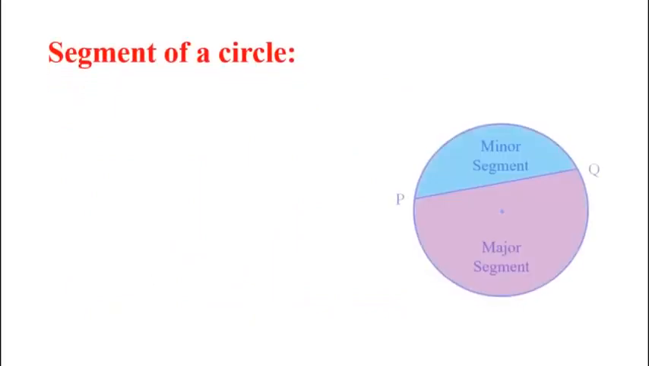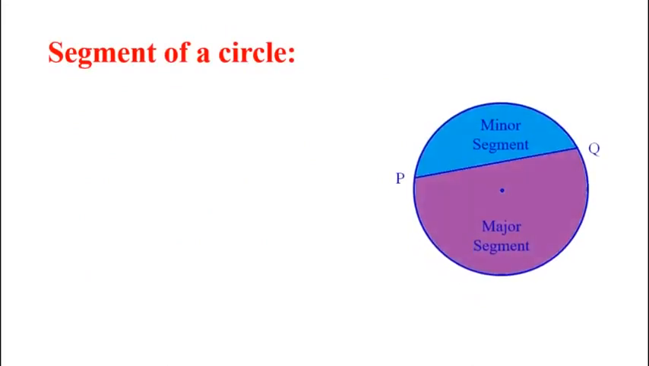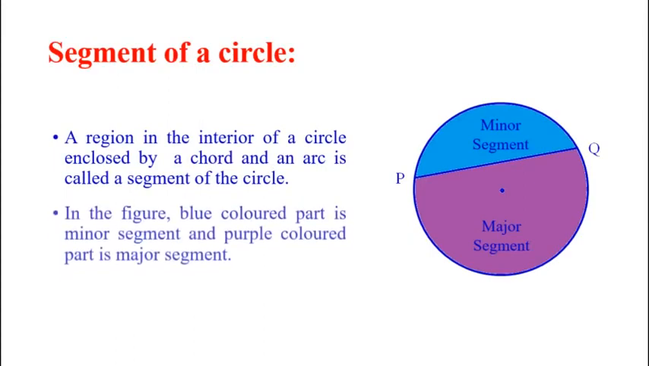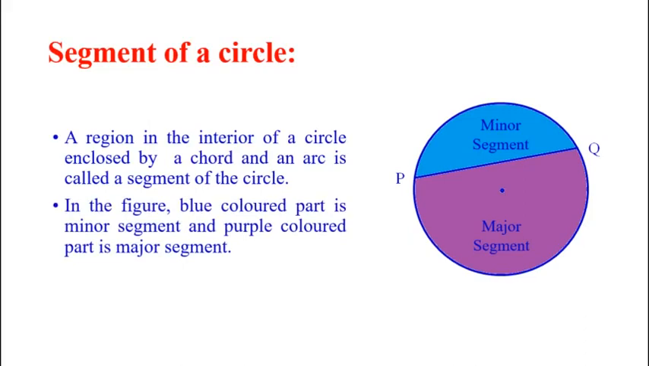Then come to segment of a circle. A region in the interior of a circle enclosed by a chord and an arc is called a segment of the circle. In the figure, the blue colored part is the minor segment and the purple colored part is the major segment.